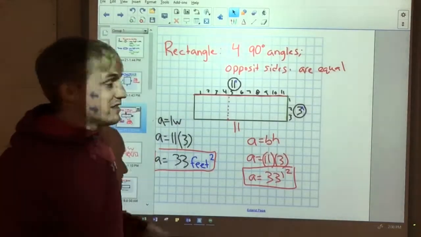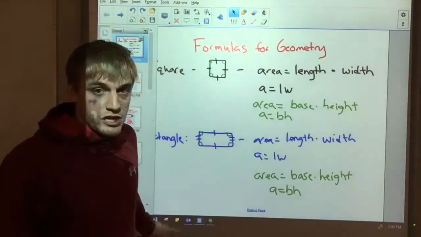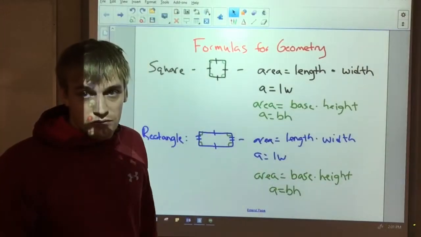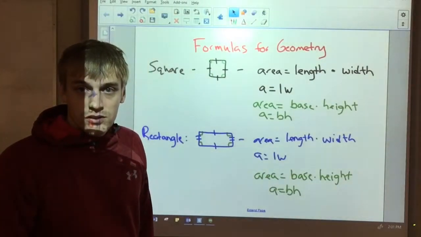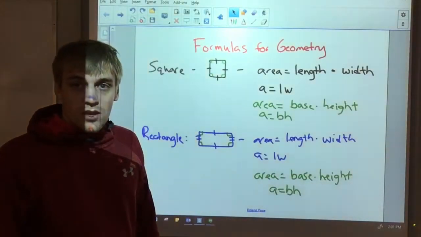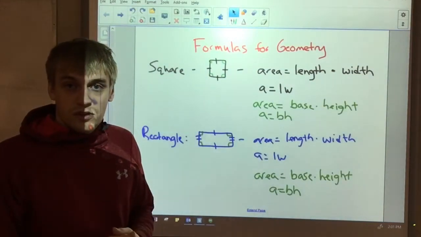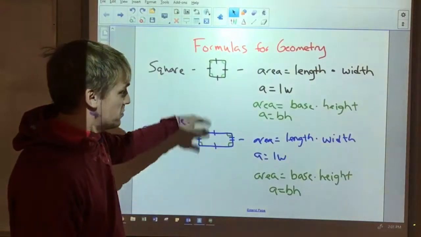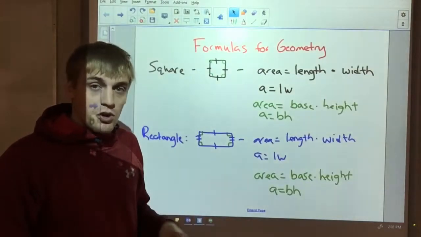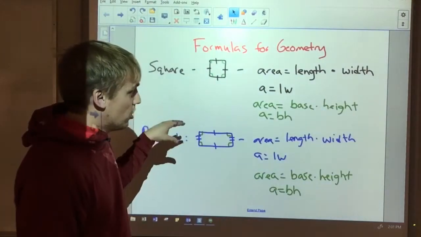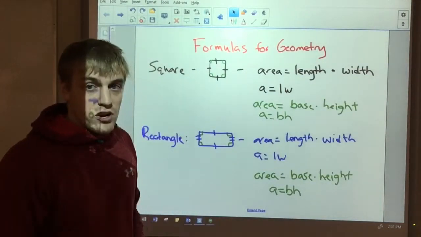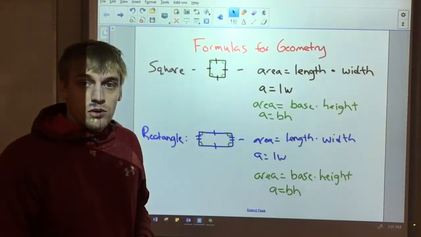The last thing is make sure you have a formulas page in your notes. All right? If you have any questions, make sure you let me know. Make sure you keep this page neat so you know what the formulas are and you can refer back to those when you need to.